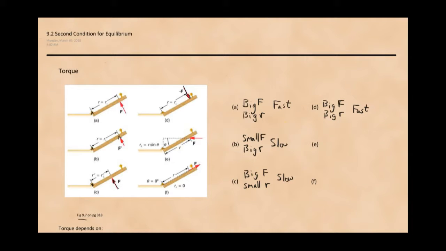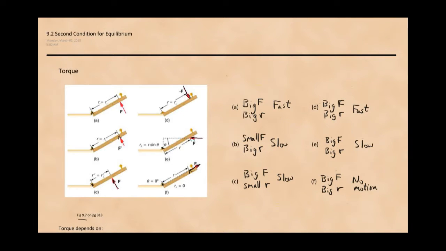Now let's compare A to E. In part E, we have the same size force as part A. It's the same distance away from the hinge as part A, but the direction is different. And because the direction is the way it is in part E, the door will open more slowly than in part A. Finally, let's compare A to F. In situation F, we have the same size force as we did in part A. It is acting at the same distance from the hinge as part A, but we know that if we pull in this direction, the door will neither open nor close.